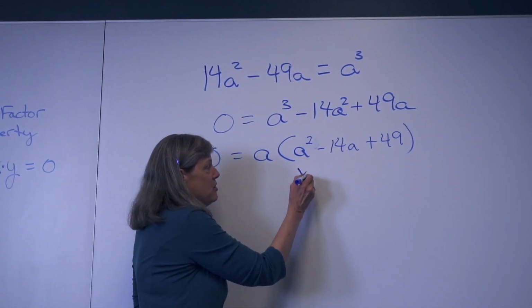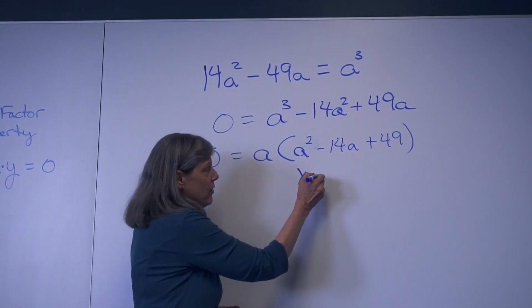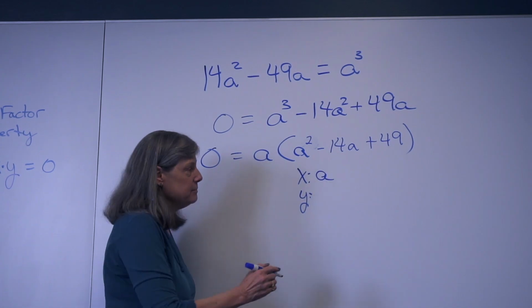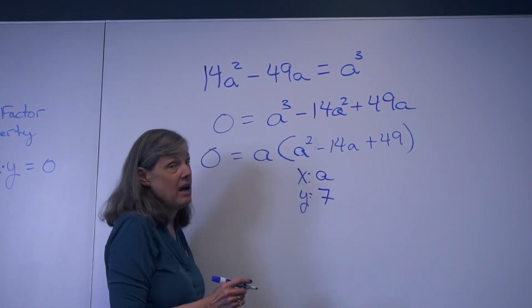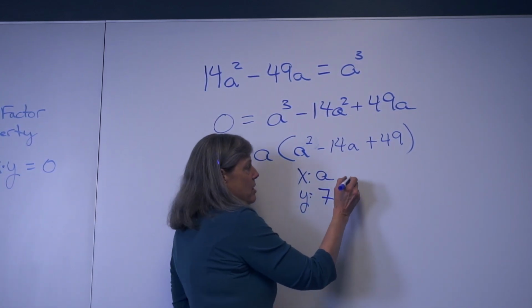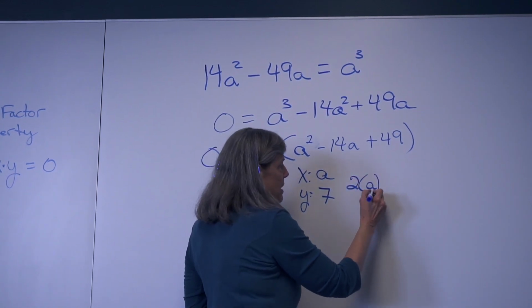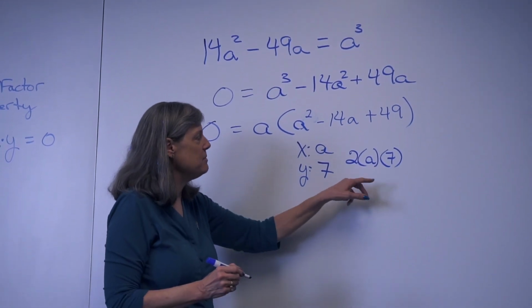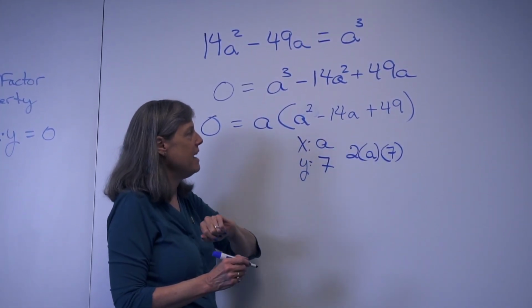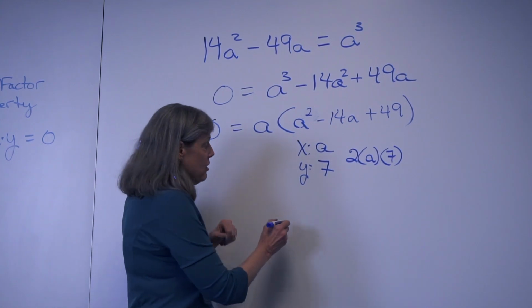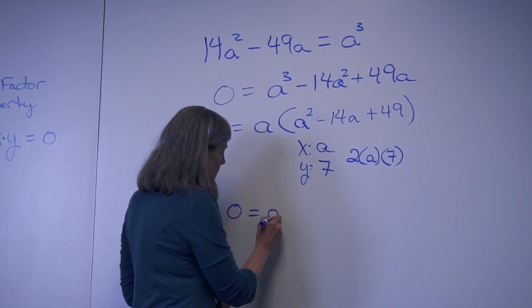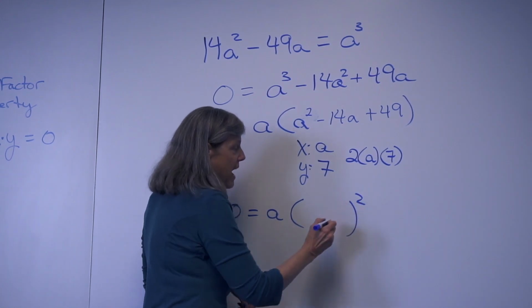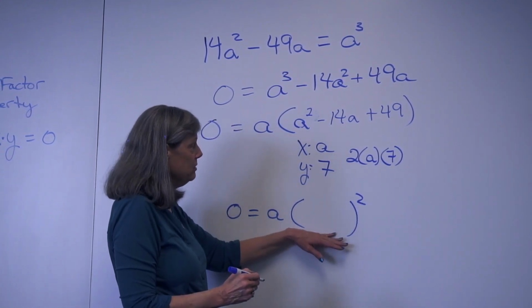Can I get an even square root of a squared? Yep. Can I get an even square root of 49? Yep. Okay, now I need to check my middle term. So 2 times my x times my y, well 2a times 7 equals 14a. That's what that is. Remember to bring your a down. And we're going to do the pattern for a perfect square trinomial.